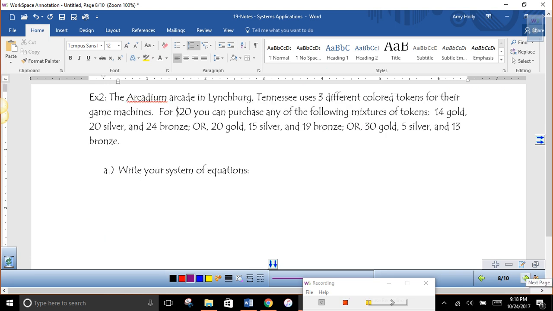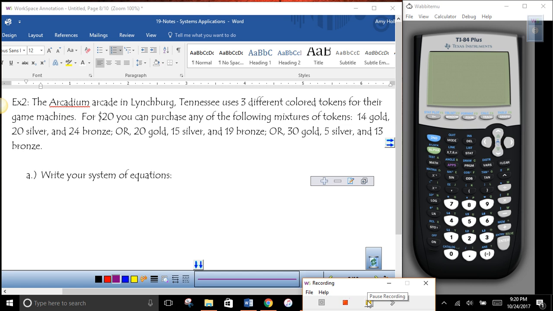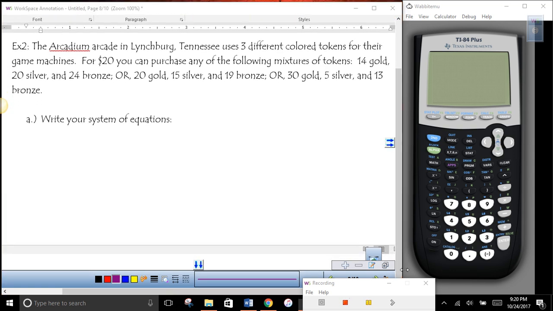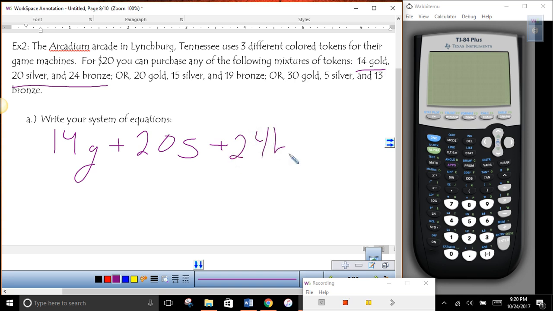So we look at the problem on the back here, and I'm going to pause. All right. So we are looking at 3 different color tokens, and my calculator is out. For $20, you can purchase any of the following mixtures of tokens: gold, silver, bronze. So I'm going to use those letters to my advantage. My first set here is 14 gold, 20 silver, and 24 bronze, and I know it's going to equal $20 because they all do.